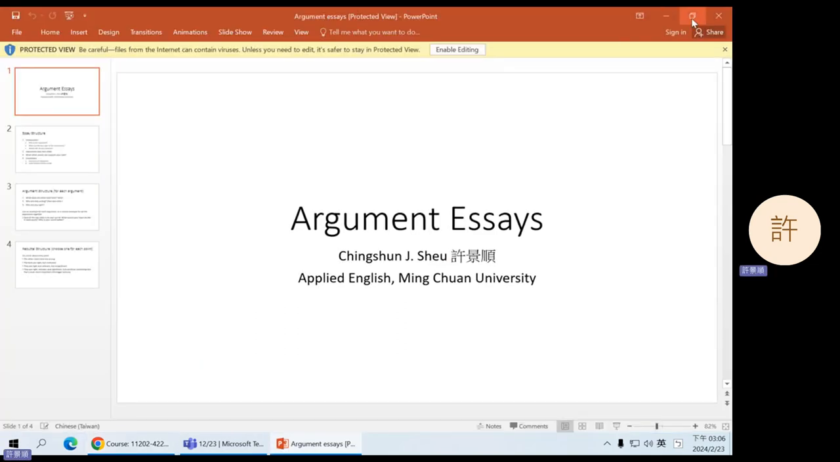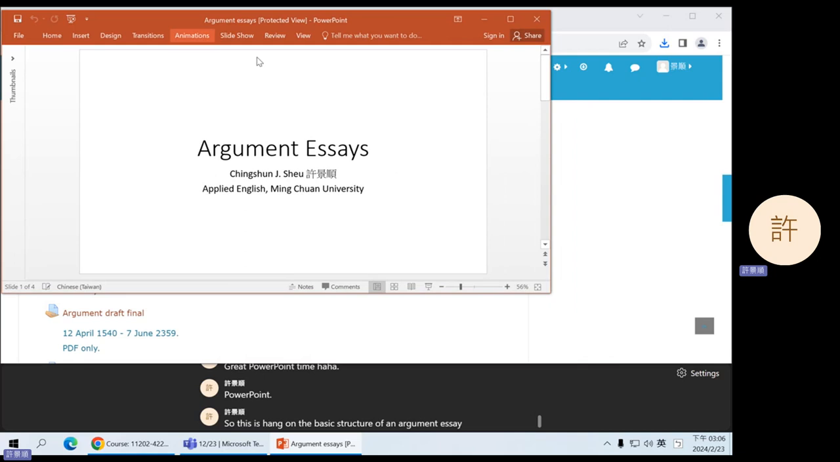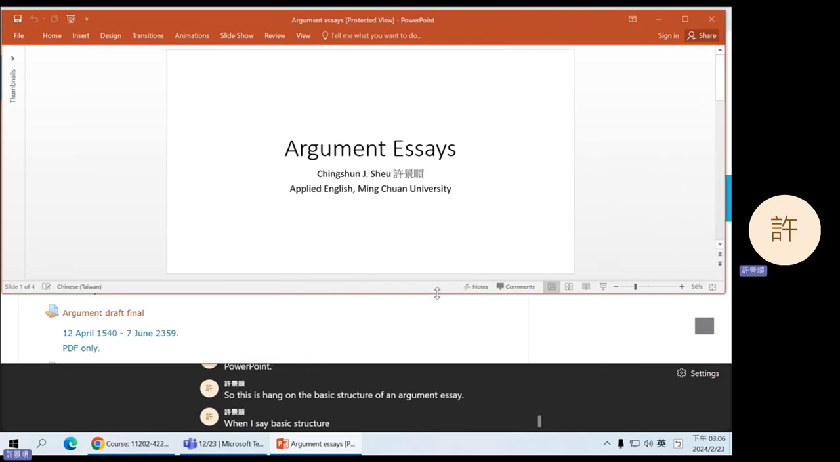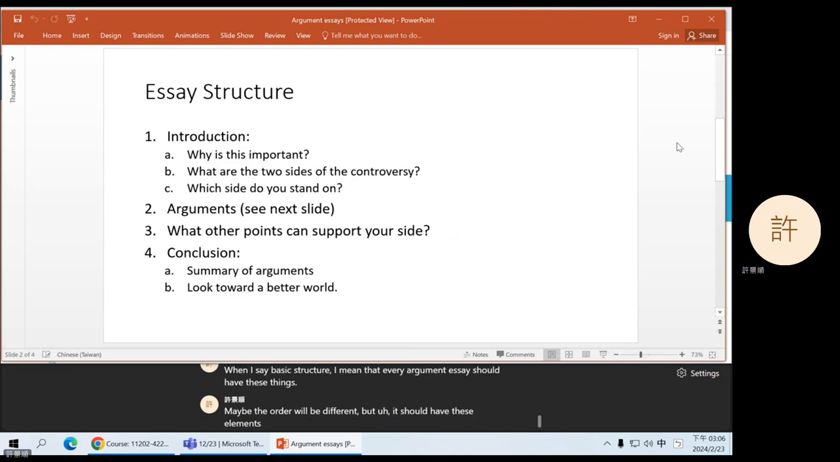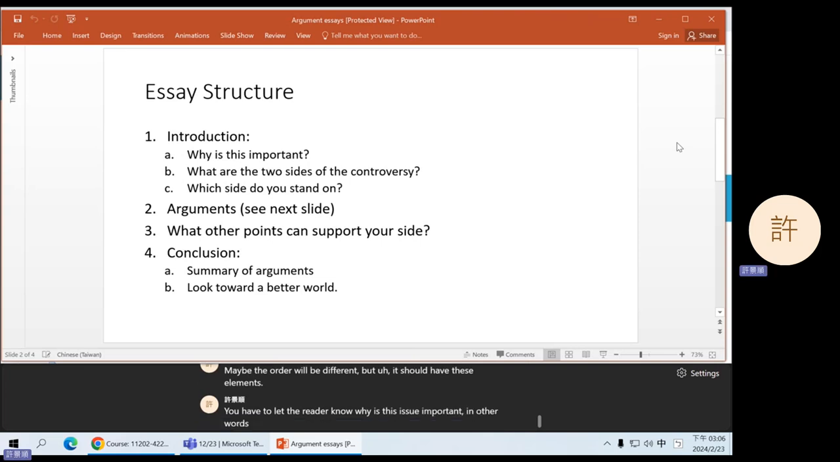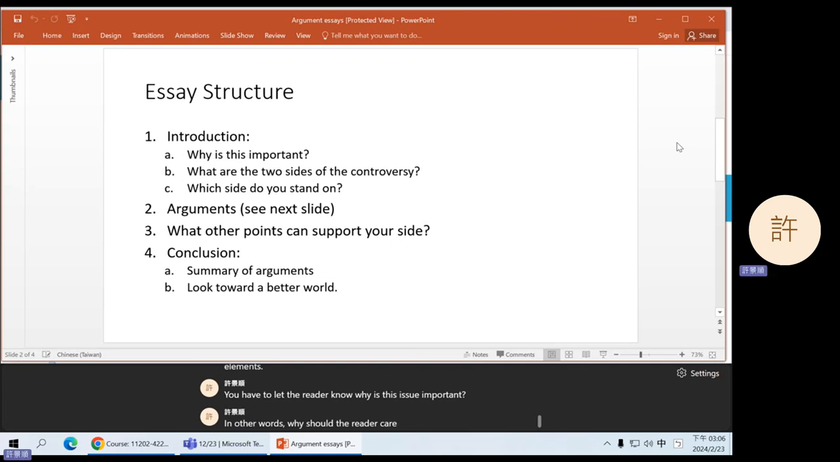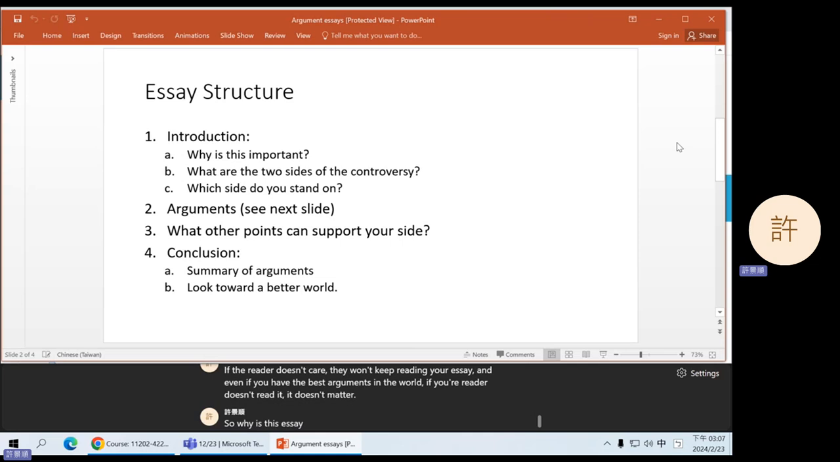So this is the basic structure of an argument essay. When I say basic structure, I mean that every argument essay should have these things. Maybe the order will be different, but it should have these elements. You have to let the reader know why this issue is important. In other words, why should the reader care? If the reader doesn't care, they won't keep reading your essay. And even if you have the best arguments in the world, if your reader doesn't read it, it doesn't matter. So why is this essay important?